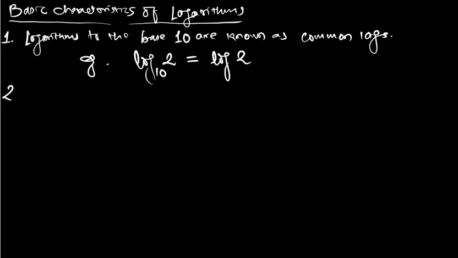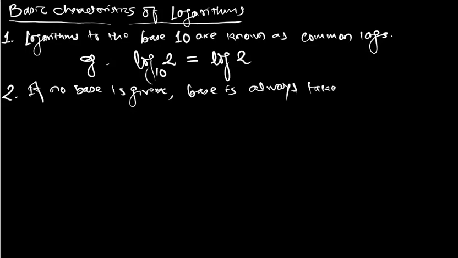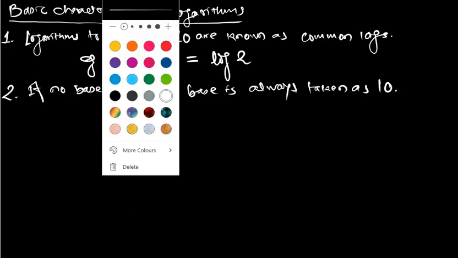So that's the second characteristic of logarithm. If no base is given, the base is always taken as 10. If no base is given, base is always taken as 10, right?